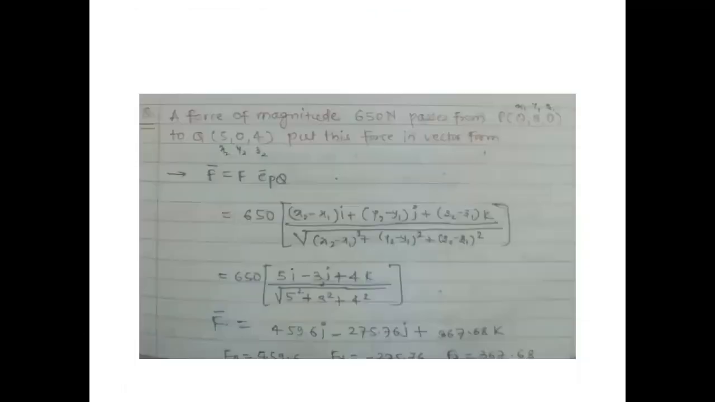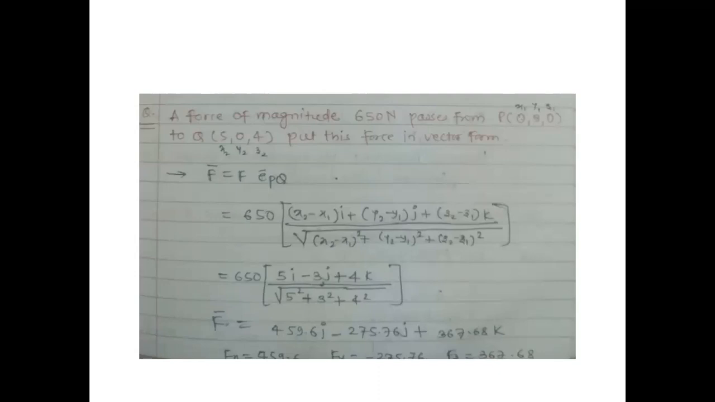We'll solve one MCQ. A force of magnitude 650 Newton passes from P to Q. Values of P are 0, 3 and 0, means x1 is 0, z1 is 0, y1 is 3. Likewise, Q's coordinates are 5, 0, 4. Put this force in vector form. What is the formula with us? F is equal to F, the simple force, into the unit vector of PQ. The value of F is given to us, that is 650.